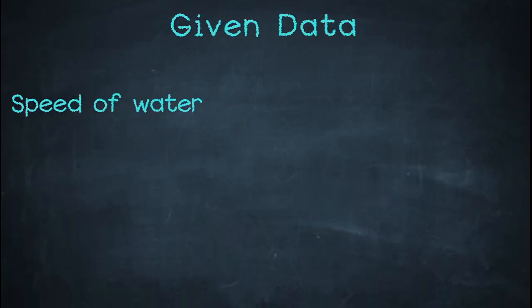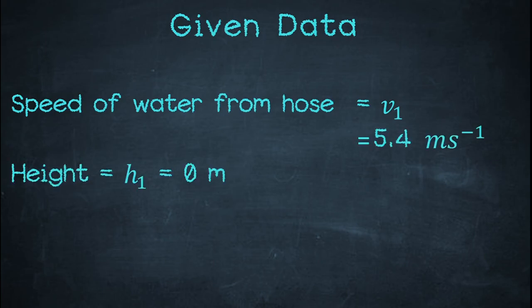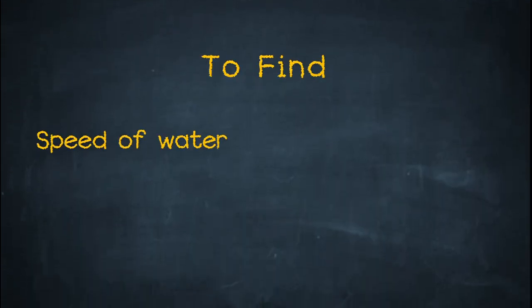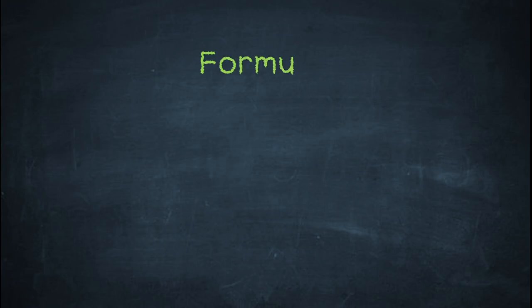So, the given data is: speed of water from the hose is V1, which is 5.4 meter per second. Initially the height is 0, so H1 will be 0, and finally the height will be H2, which is 1.3 meters. We have to find the speed of water at height H, that is V2, for which we will apply Bernoulli's equation.